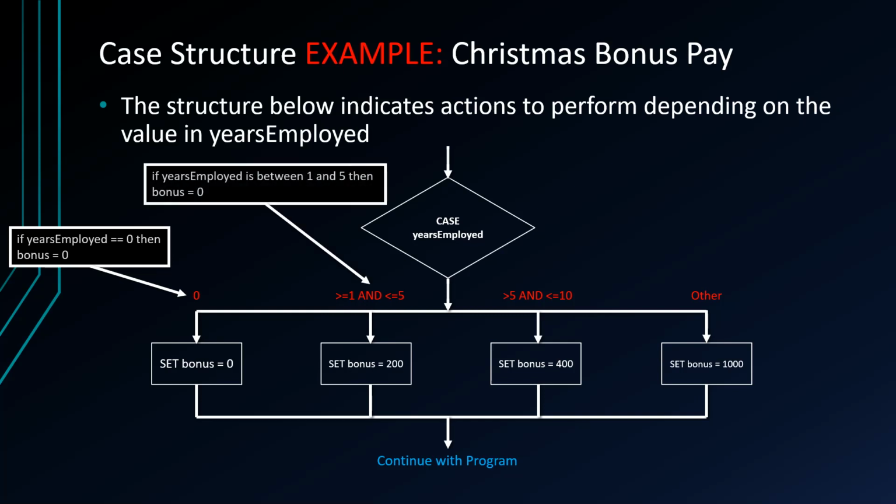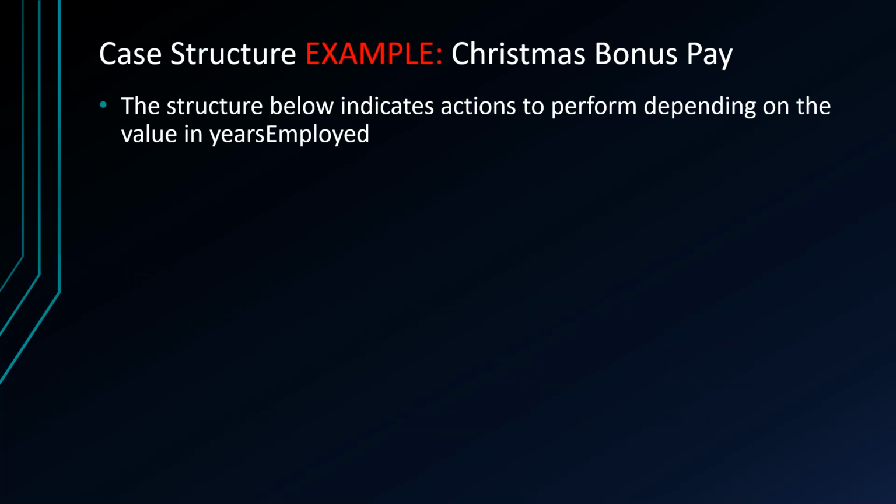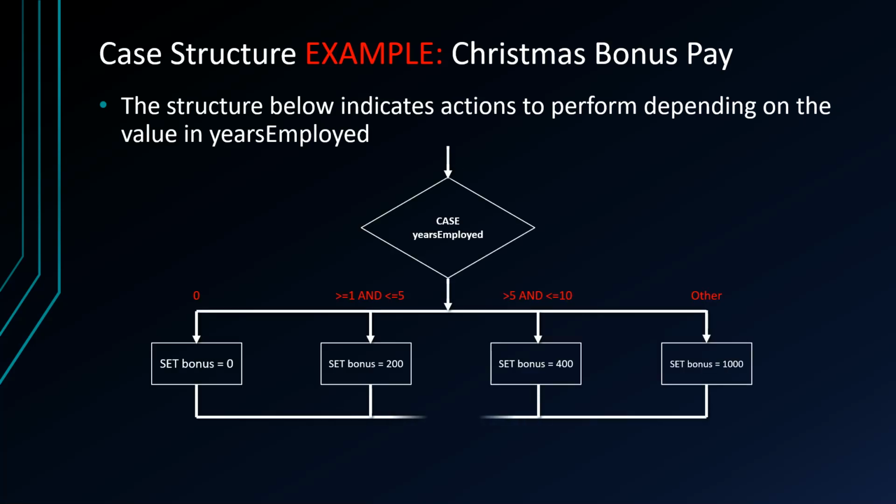The next one is saying if years employed is between 1 and 5, then set, that should be, I think, I forgot to set all my bonuses. Yes, that's my fault. Then you're going to set that bonus to 200. And the next one is going to be 400. And then the final one is going to be 1,000. Let me just go back in here. Let's get back to where we were.